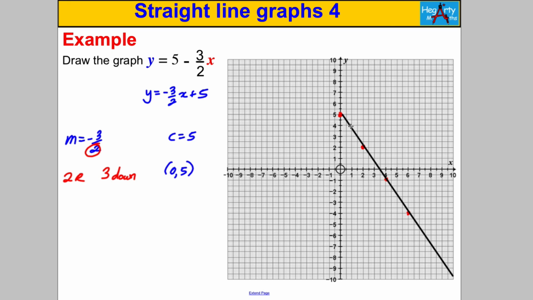And just tidying that up. And we just have to write in what straight line it is. It's the line y is equal to 5 subtract 3 over 2x, and we're done.